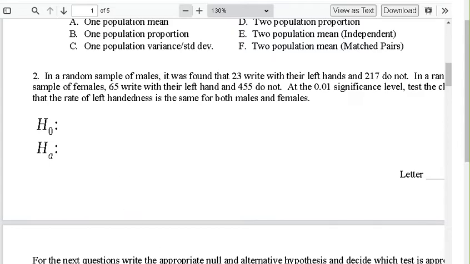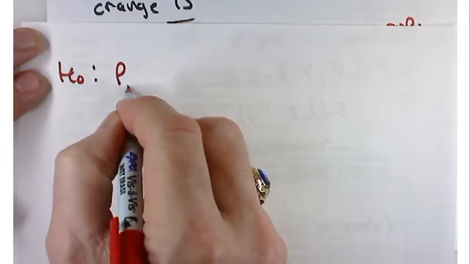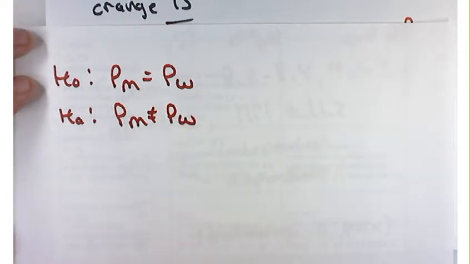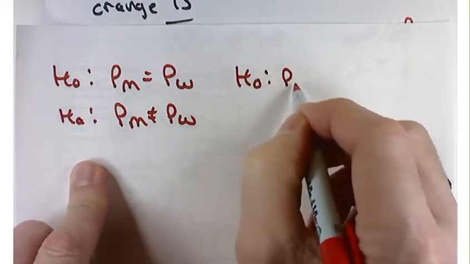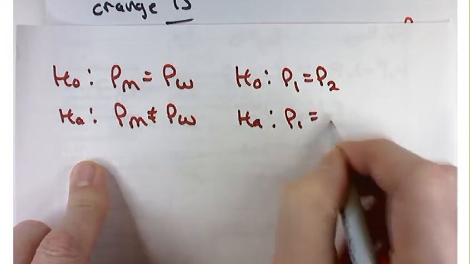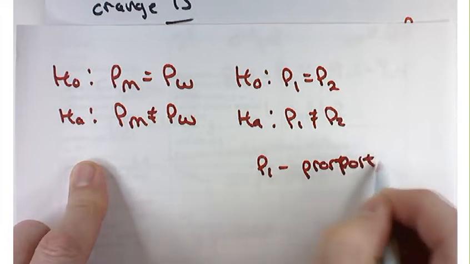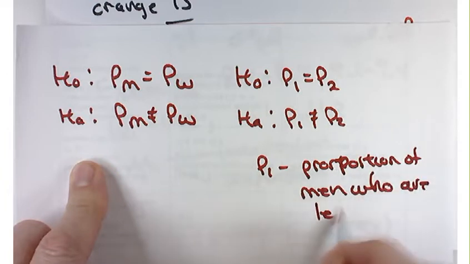So if you're filling in H0, it's going to be the proportion of left-handedness for men equals the proportion of left-handedness for women. And the alternative is that they're not equal. You can use, if you wanted to write 1 and 2, that's fine as well. The thing with 1 and 2 is that you'd have to tell me which one's which. So you'd have to write down, for instance, P1 is the proportion of men who are left-handed.